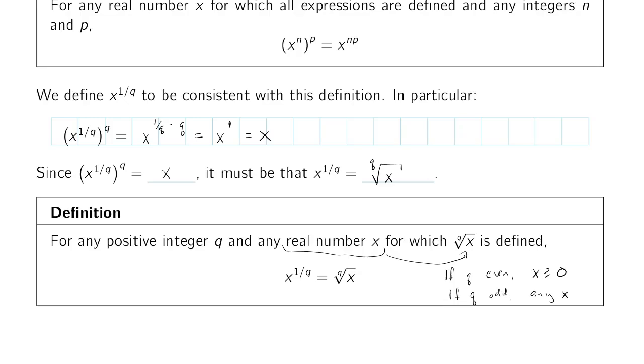So x to the 1 over q means the qth root of x, and x to the 1 over q is defined wherever the qth root of x is defined.